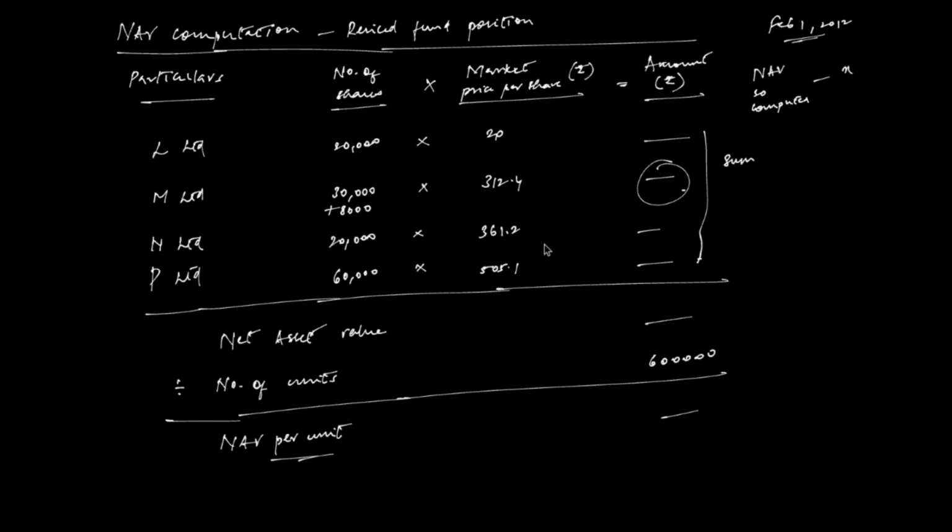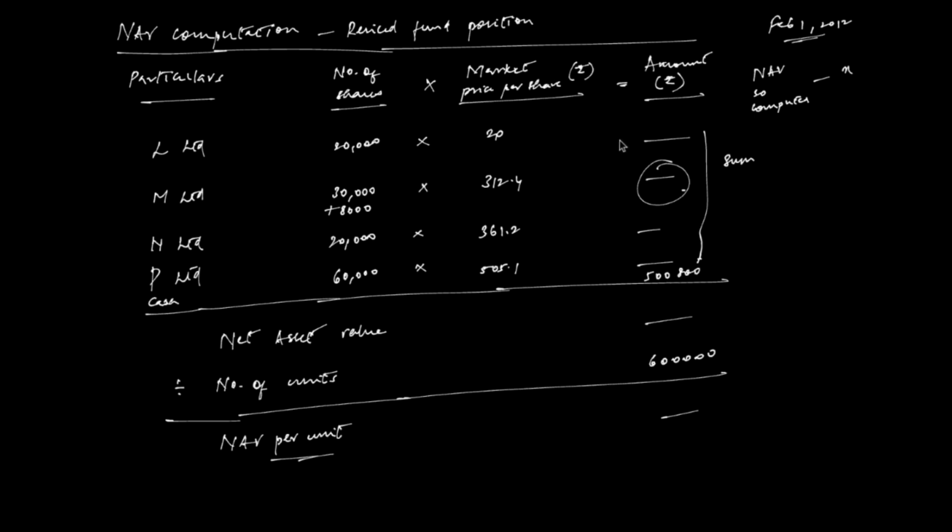Apart from this, do you find any other assets after this transaction, after A submitting 30 lakh rupees check and the fund manager investing in 8,000 additional shares of M Limited? Yes, it is cash or bank, right? Because the leftover is put in bank, right? So we'll just write it as cash. Okay, so this is 500, 800, right?